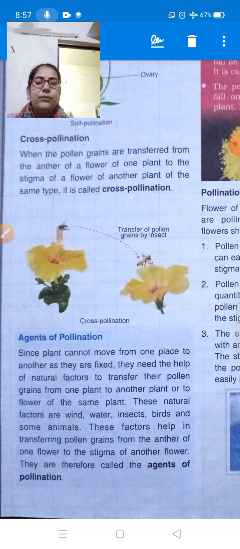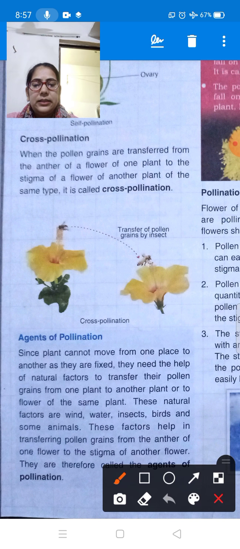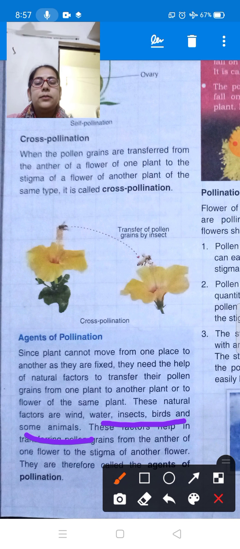So these wind, water, insects, birds, and some other animals, these are called agents of pollination because they help in pollination. Because of them, the pollen grain transfer from anther to stigma can take place. That's why they are called agents of pollination.